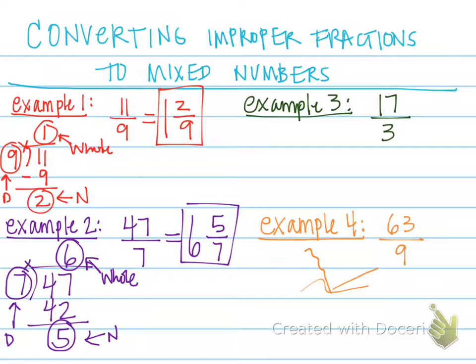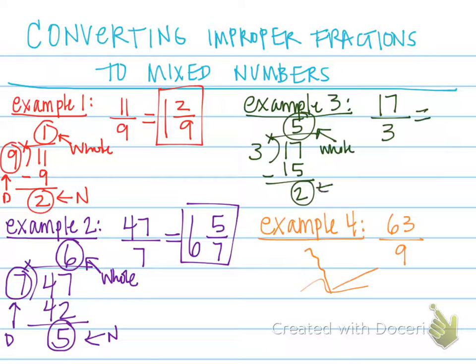Looking at example number 3 over here, 17 over 3. In order to make this a mixed number, again, 17 divided by 3. 3 goes into 17 5 times. 5 times 3 is 15. 17 minus 15 is 2. Up top, this is my whole number. This is my numerator, and this is my denominator. Notice again the 2 in the numerator is smaller than the 3 in the denominator. So our mixed number is going to be 5 and 2/3.